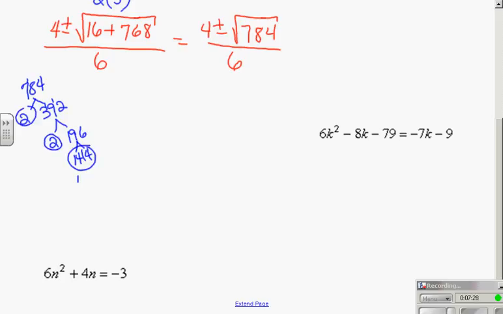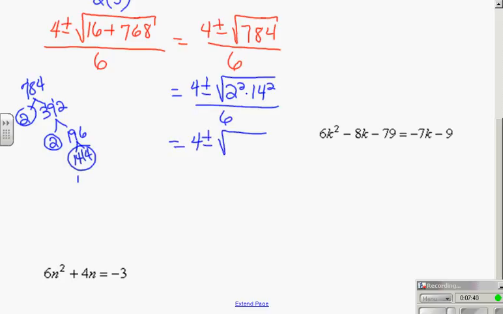And so what I have here is 4 plus or minus the square root of 2 squared times 14 squared, all over 6. Oops, I need to take the square root, 2 times 14, all over 6. 4 plus or minus 28 over 6.